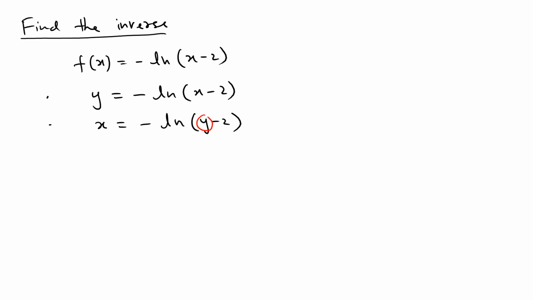So the best thing that we can do is write this equation in the exponential form. So if you write this in the exponential form, first we're going to multiply by negative to isolate the log term.